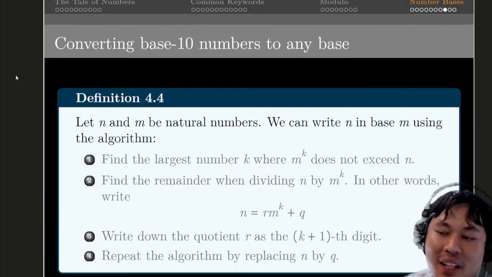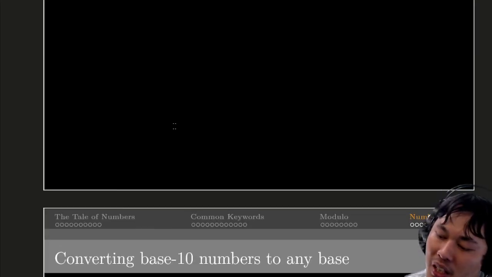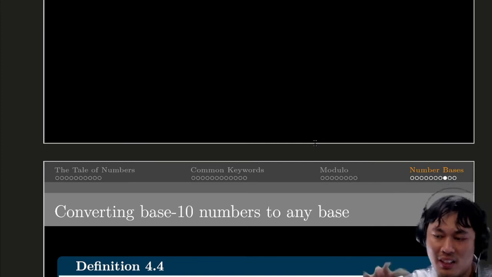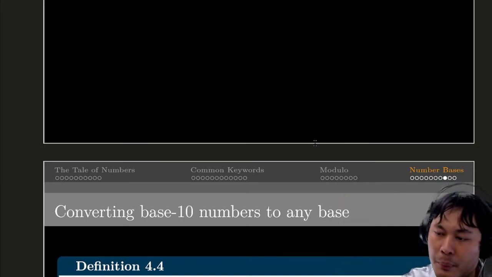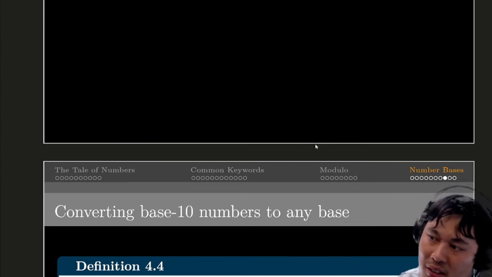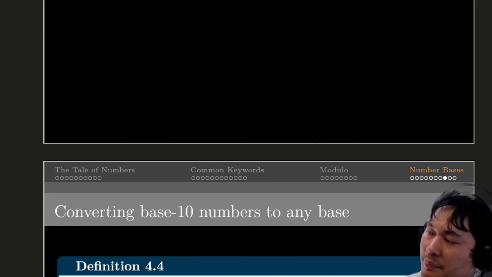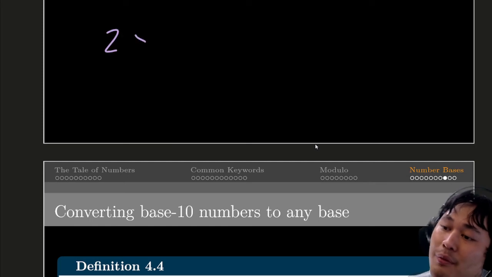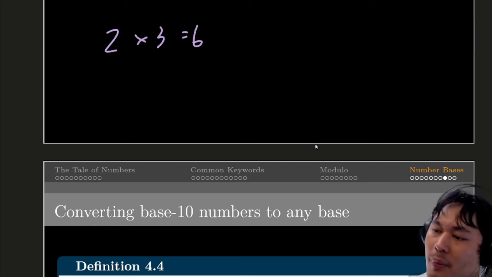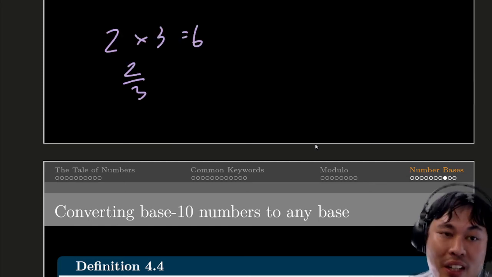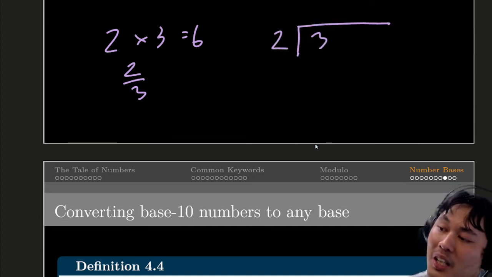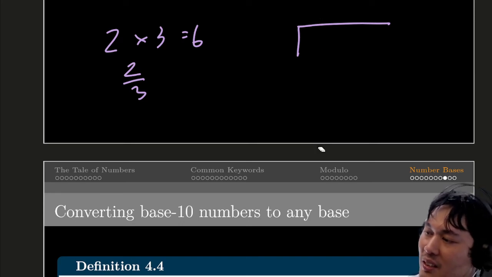And lastly, we can convert back from base 10 to any base. This is more difficult. It's not like you can plug everything into a single formula. You have to consider them as division and multiplication. Like if you have 2 times 3, it's 6. If you have 2 divided by 3, that's going to take a while. You have to do a long division.